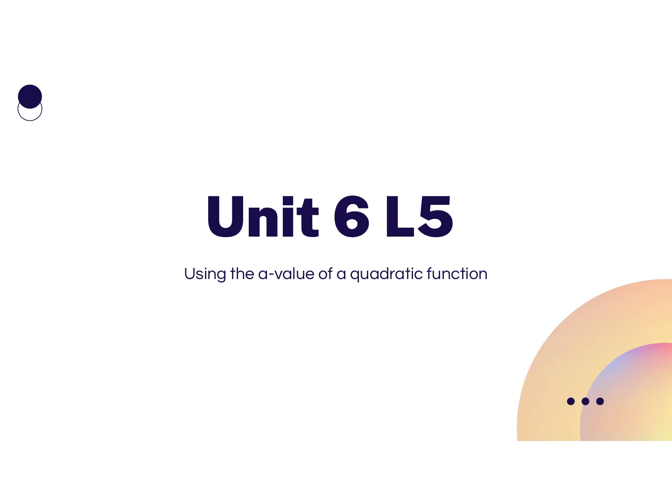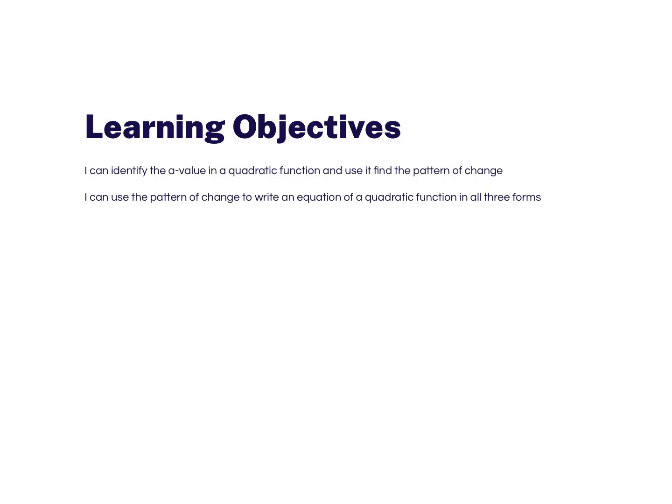Good morning, students. We're going to be going over Unit 6, Lesson 5, using the a-value of a quadratic function. Your learning objectives for today are to identify the a-value in a quadratic function, then use that a-value to find the pattern of change. We have talked a little bit about this year, where we've discussed how the a-value, the scale factor, the vertical stretch or shrink factor of a quadratic, if we multiply that by 1, 3, and 5, that will tell us what the pattern of change is.